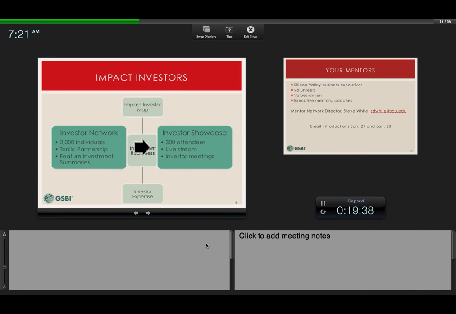And so practically, this looks like a pretty large investor network that we are in relation with. We have a formal partnership with Tonic, which is another impact investing network, and we bring several entrepreneurs onto their GUST platform to feature their enterprises for investment. And what we do is we create investment summaries on your behalf using data that you give us.